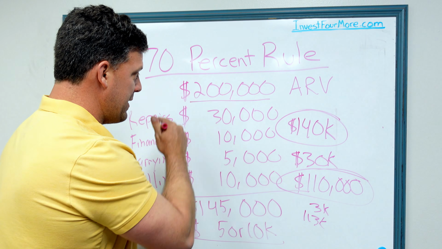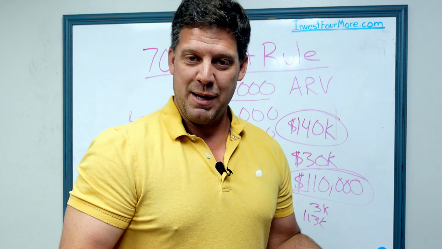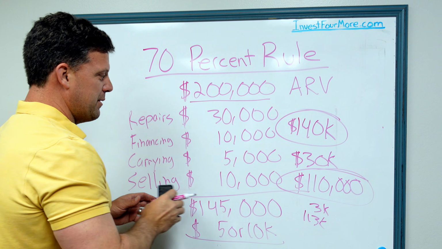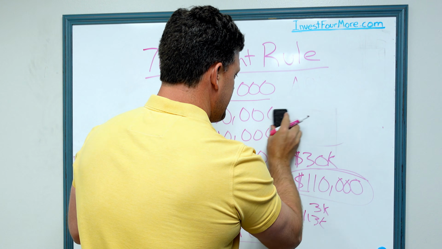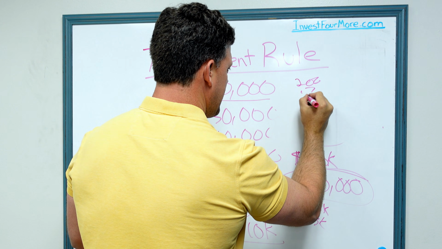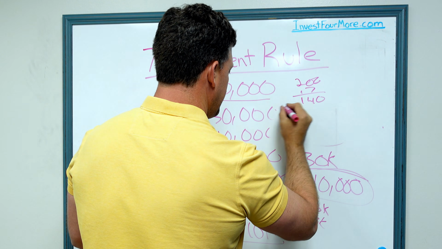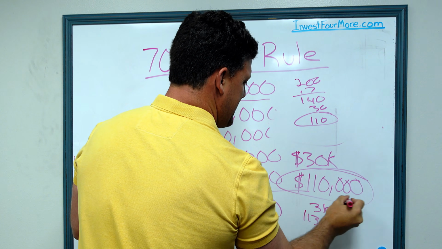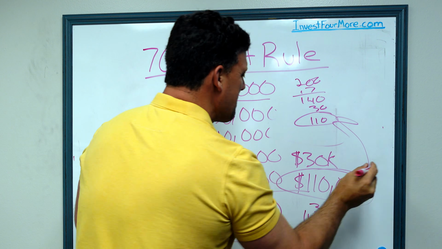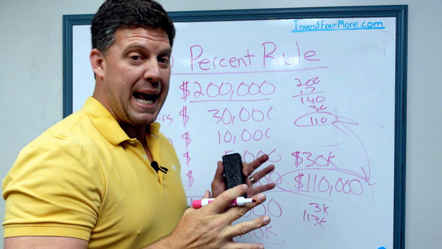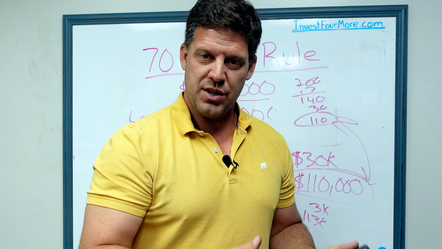What's funny about this, and I didn't mean to do that in the beginning of this, but I realized it while I was writing it out, the 70% rule, we'll erase this right here, 200 times 0.7 equals 140 minus 30,000 in repairs is 110,000. It's the same. So in this particular example, the 70% rule worked. And it can work, just not all the time.